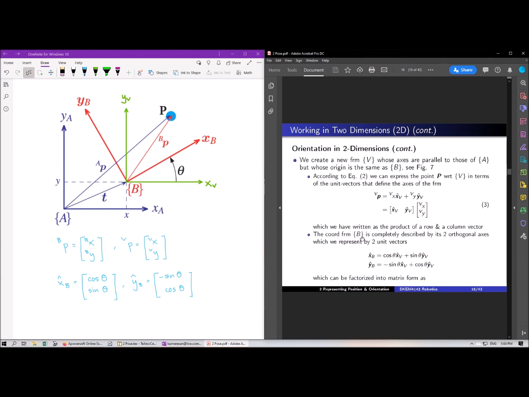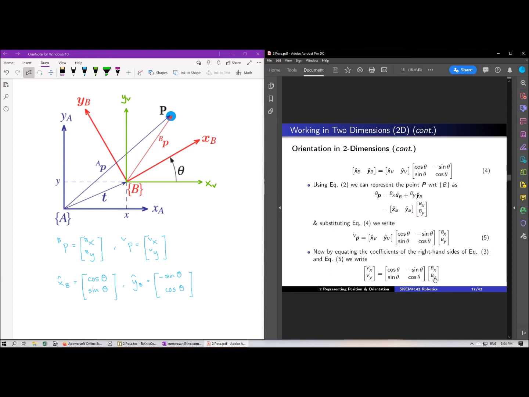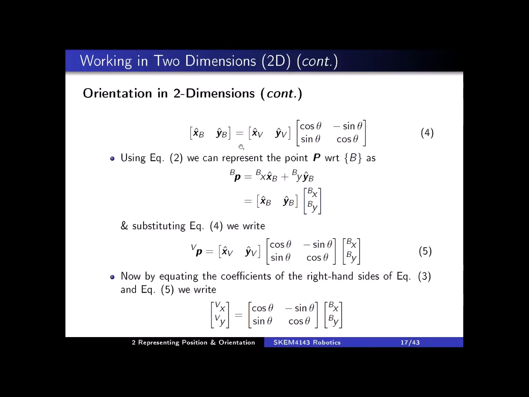And coordinate frame B, as I've said earlier, is really x hat b equals cos theta x hat v plus sin theta y hat v, and the same for y hat b. This can be factorized into matrix form like this. So from here we get this, and the same thing with point PB, we can describe in this way.